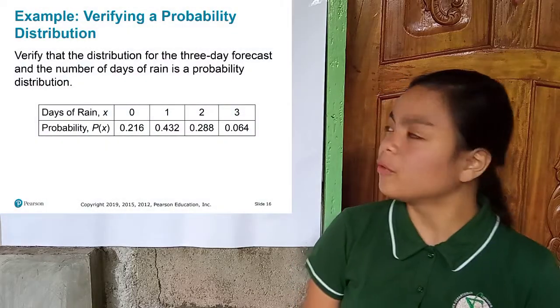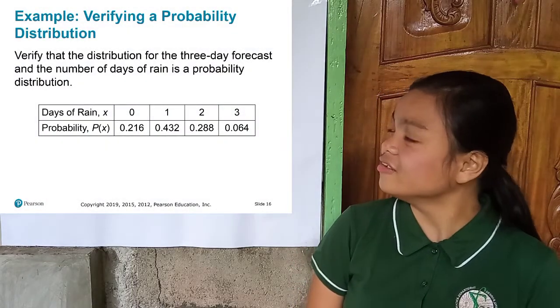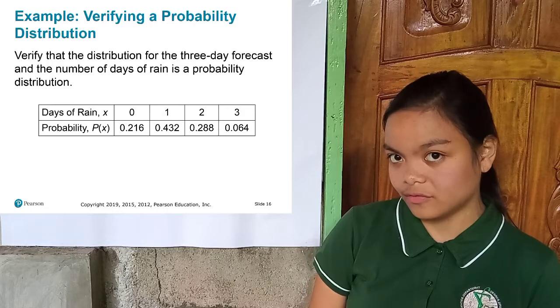So in verifying whether a probability distribution is a discrete probability distribution or not, you only need to check if those 2 conditions are satisfied. Always remember those 2 conditions. So, given this probability distribution, is it a discrete probability distribution or not?